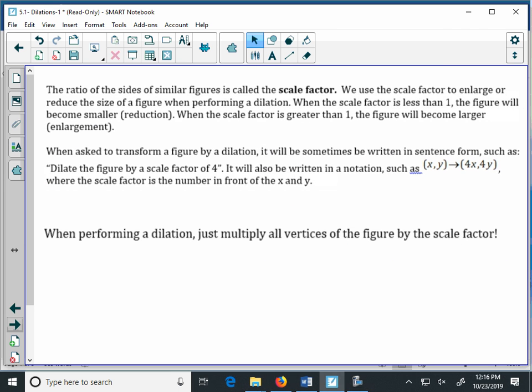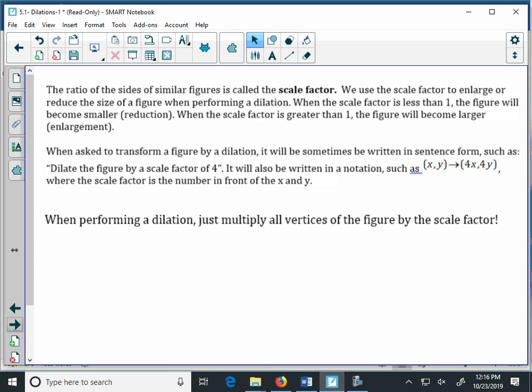The ratio of the sides of similar figures is called the scale factor. We use the scale factor to enlarge or reduce the size of a figure when performing a dilation. When the scale factor is less than 1, the figure will become smaller, which we call a reduction. When the scale factor is greater than 1, the figure will become larger, which is an enlargement.